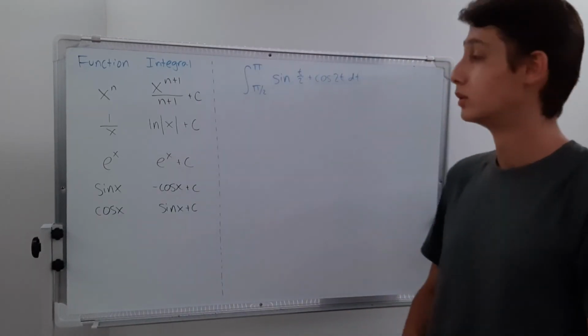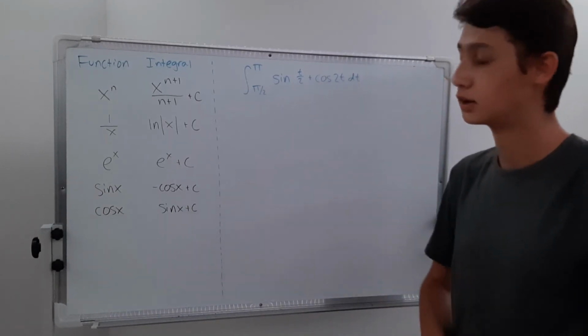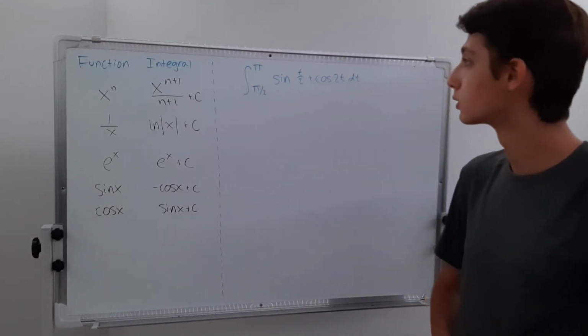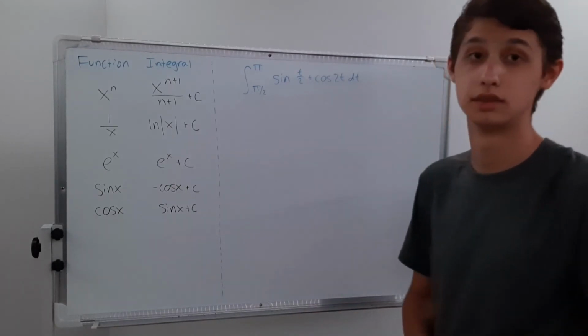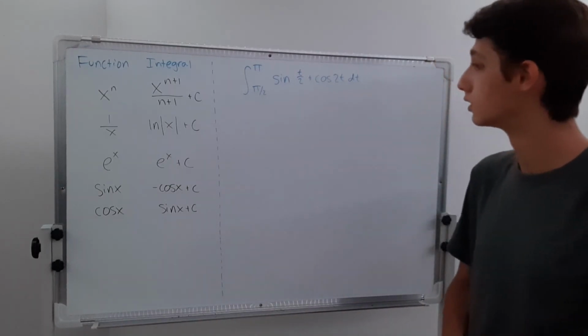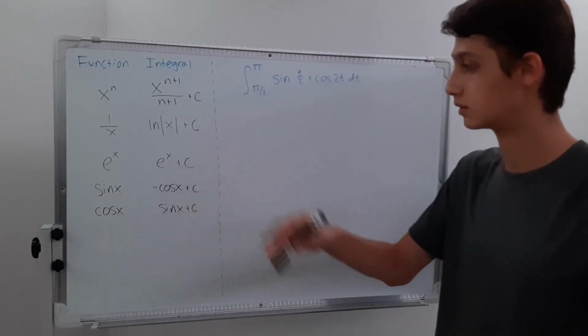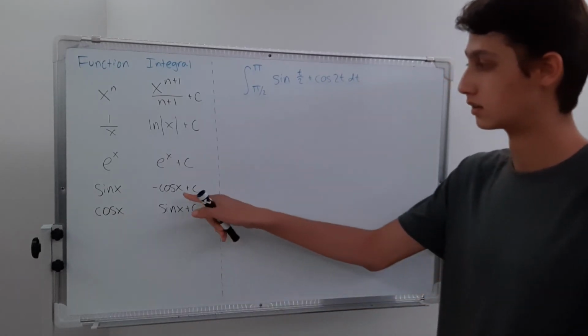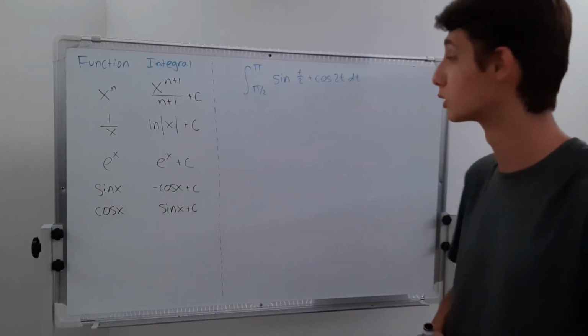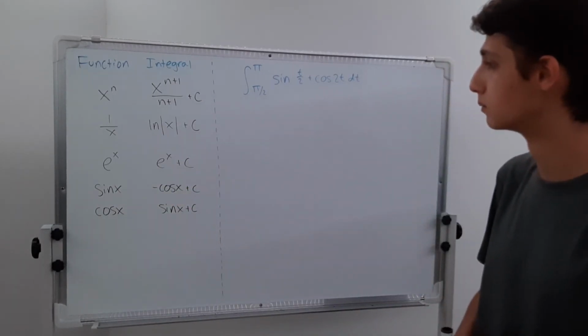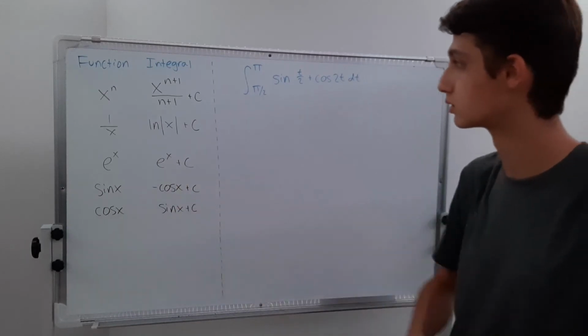So now I want to introduce the sine and cosine integrals. Sine turns into negative cosine, and cosine turns into positive sine. So basically inverses of the derivatives. Derivative of cosine is negative sine, derivative of negative sine is positive cosine. Or no, derivative of positive sine is positive cosine, yeah.